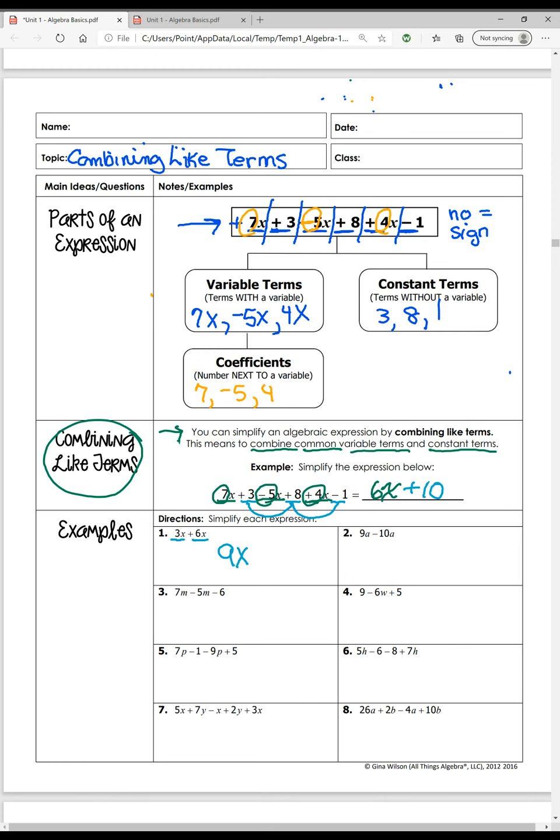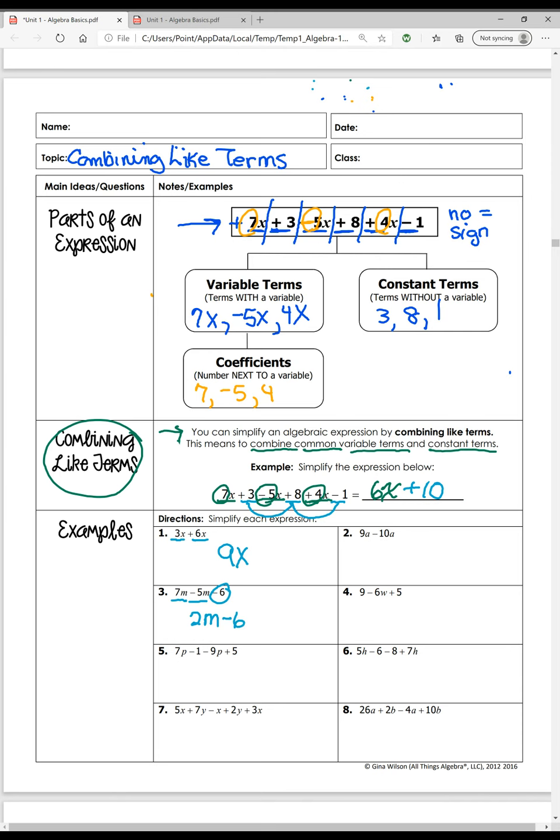Now here I'm going to combine a 7m and a negative 5m. So 7 minus 5 is negative 2. Is positive 2. Oops, sorry. Okay, get my color back. I subtracted 7 from 5 instead of 5 from 7. So that would be 2m, and then I have this minus 6.